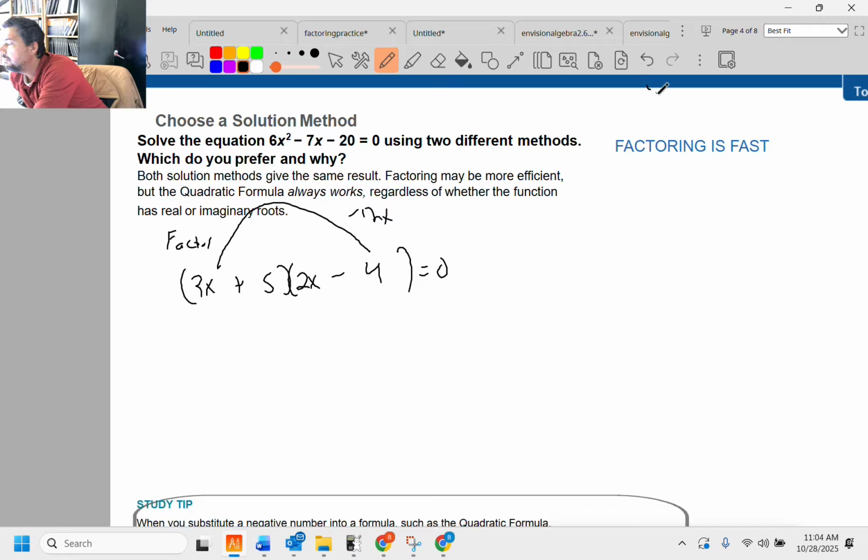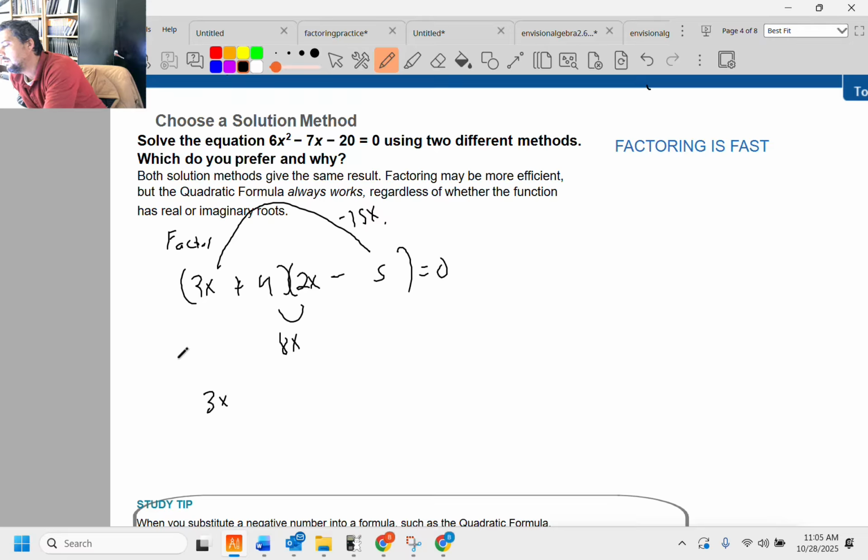Let me erase that. So anyways, this wasn't working because that's a 10x, and I want a negative 7. Those are in the wrong place. I had something else in my head, apparently. 4 and 5 there. Now the outside makes 15 and the inside makes 8. And I want the 15 to be negative because negative 15 plus 8 is the negative 7.